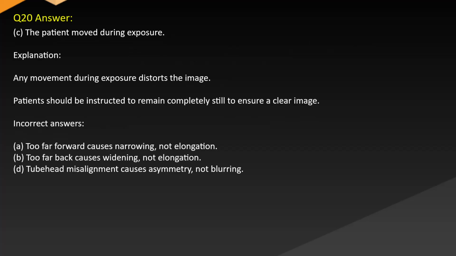Answer. C. The patient moved during exposure. Explanation. Any movement during exposure distorts the image. Patients should be instructed to remain completely still to ensure a clear image. Incorrect answers. A. Too far forward causes narrowing, not elongation. B. Too far back causes widening, not elongation. D. Tube head misalignment causes asymmetry, not blurring.